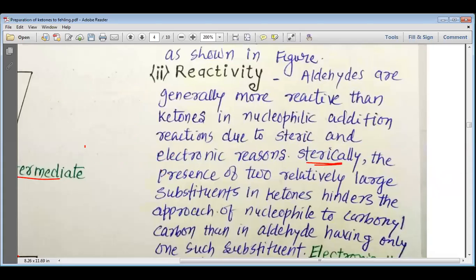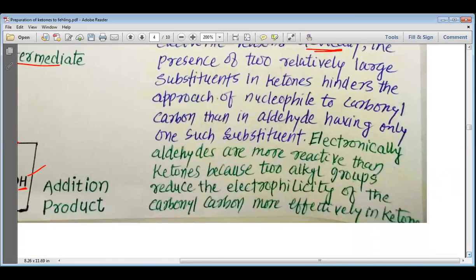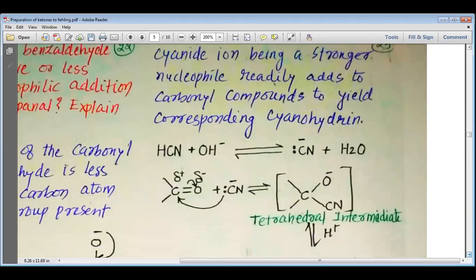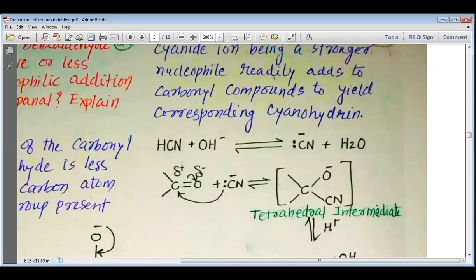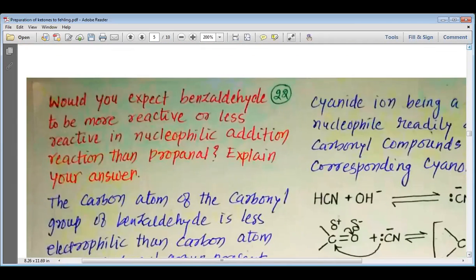First, let us look at the steric reason. Sterically, the presence of two relatively large alkyl groups in ketones hinders the approach of a nucleophile to the carbonyl carbon, more than in aldehydes having only one such substituent. And electronically, aldehydes are more reactive than ketones because two alkyl groups reduce the electrophilicity of the carbonyl carbon more effectively in ketones. Alkyl groups are electron donating groups, so they reduce the electrophilicity by providing more electron density to the carbonyl carbon. So the more alkyl groups, the less the reactivity, and that is why ketones are less reactive as compared to aldehydes.